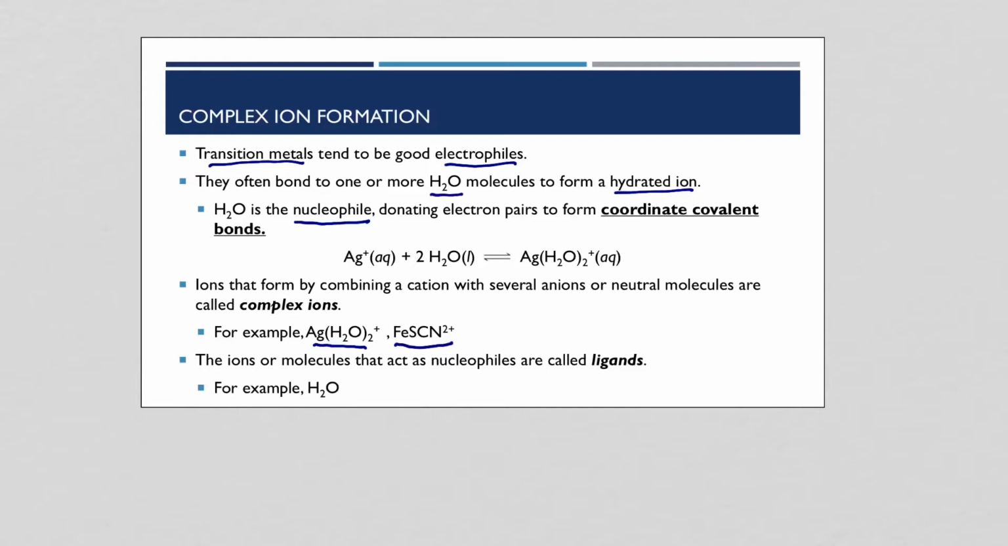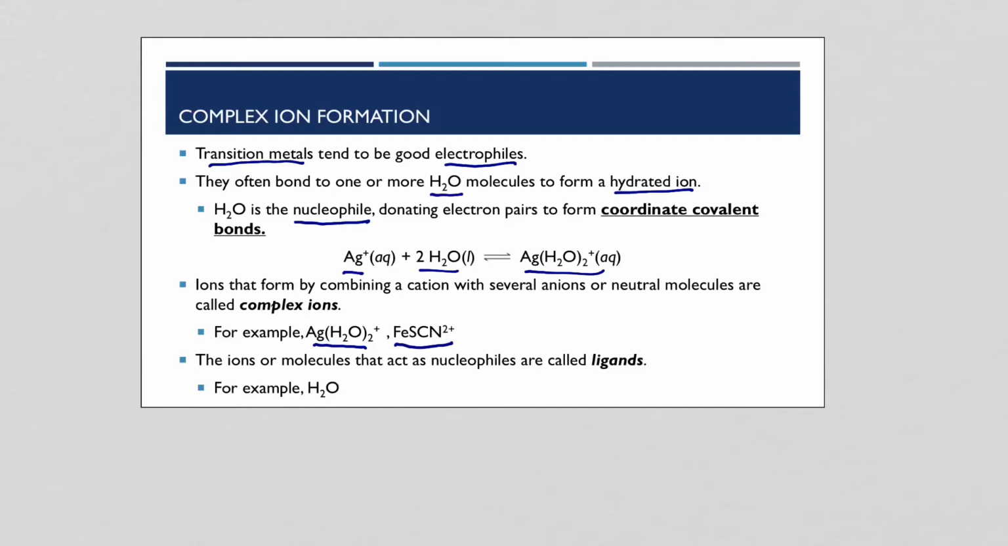Now, the equilibrium itself is between the separate components, so in this case, the metal center and the water, and the complex ion on the product side. Notice that water is a neutral molecule, so when it coordinates to the metal center, it doesn't change the overall charge. So when this silver ion coordinates, in this case, two water molecules, it still retains that positive one charge.